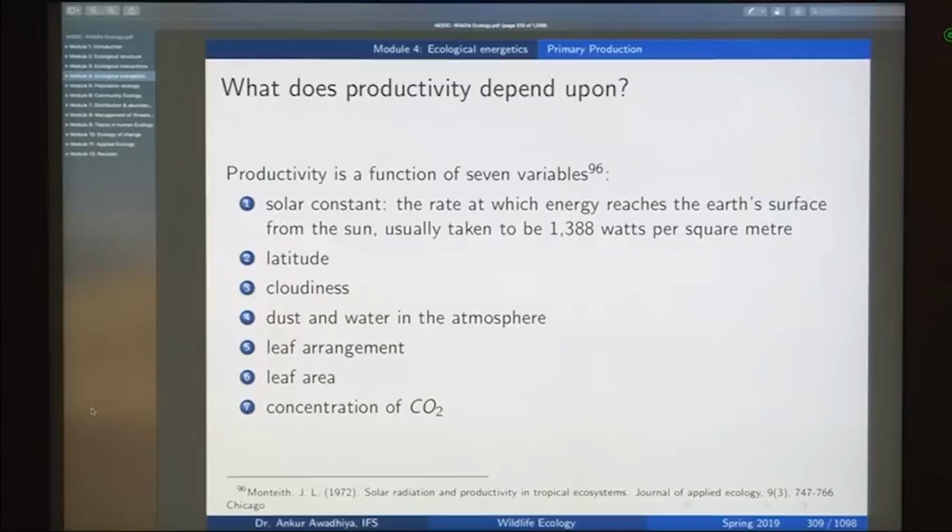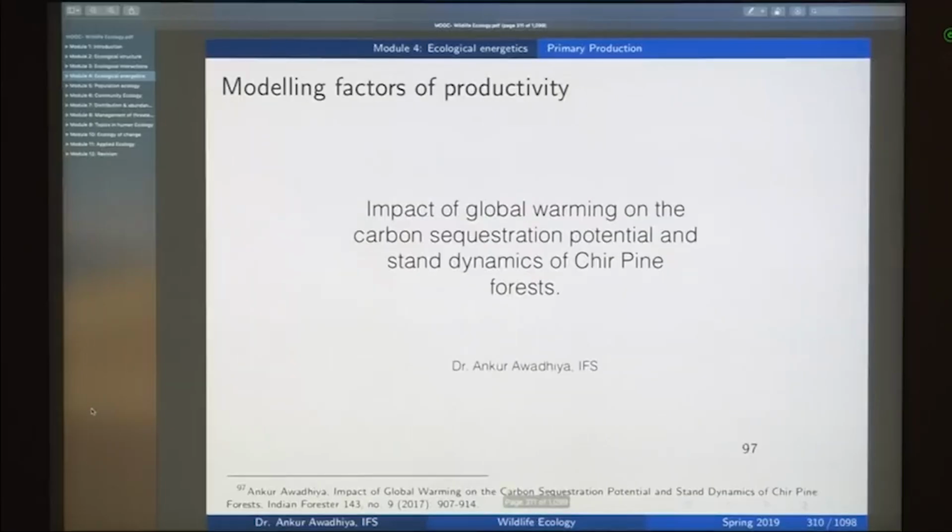And productivity depends on a number of factors. It depends on the species that you have, it depends on the amount of sunlight that you are getting, which will again depend on the latitude and the cloudiness of that area. It will depend on the dust and water that is there in the environment, the fertility of that area, the leaf arrangement, the leaf area, the concentration of carbon dioxide, and so on, and a number of other variables.